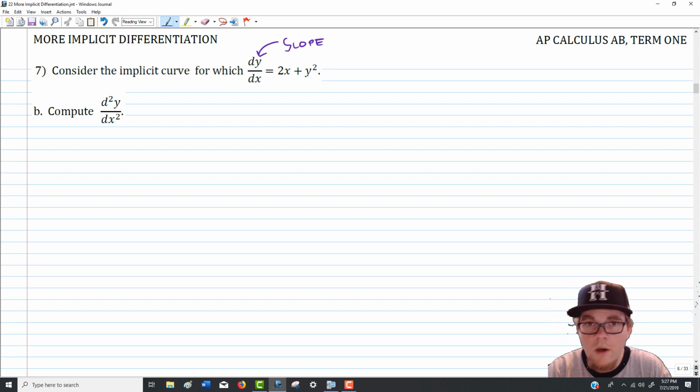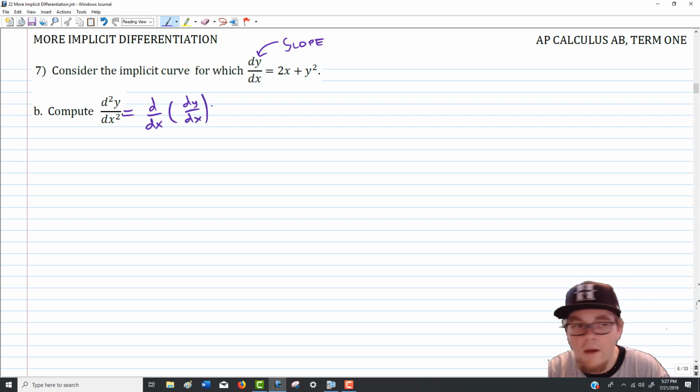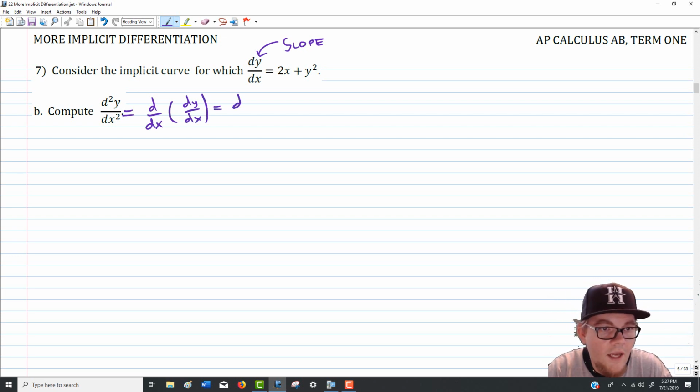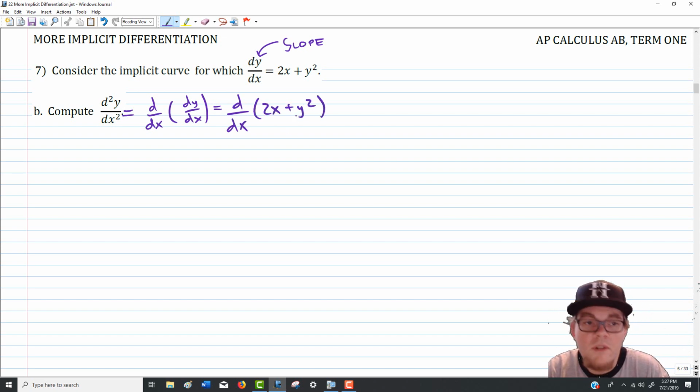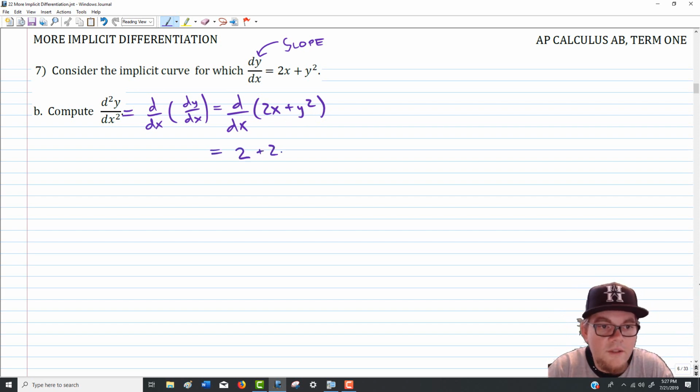So in here, for example, in part 7b, we're asked to compute d2y over dx squared. That's our first task. Well, we happen to know that that's equal to the derivative with respect to x of dy/dx. We're just taking the derivative of the first derivative. Well, in our case, that's just the derivative with respect to x of 2x plus y squared. And that's actually a really straightforward thing to compute. In fact, look at it. It's 2 plus 2y times y prime.